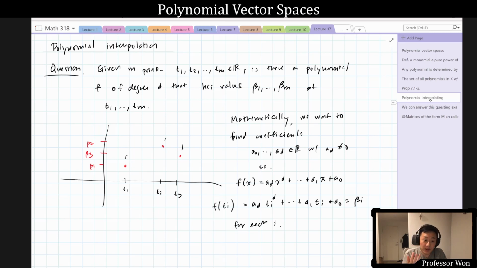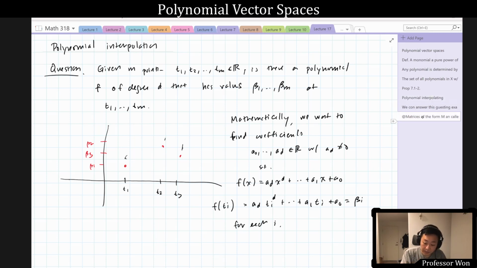If you have 3 points, in general, you will have a unique quadratic polynomial going through those points, unless 2 of those points happen to be on the same vertical line as well. If you have 10 points, in general you'll have a unique degree 9 polynomial, as long as the points are not ever on the same vertical line. This is going to be the fact in general.